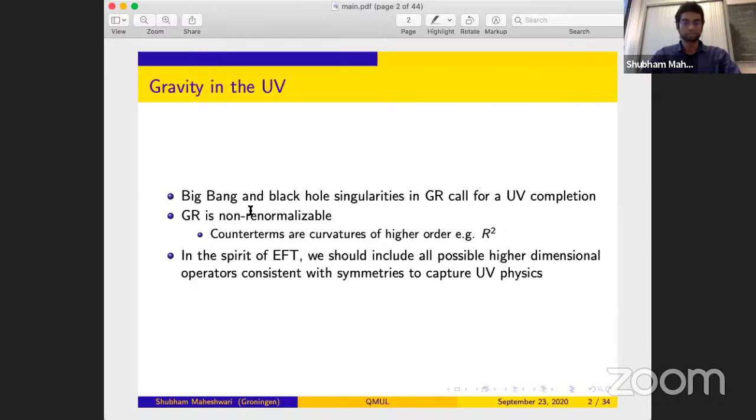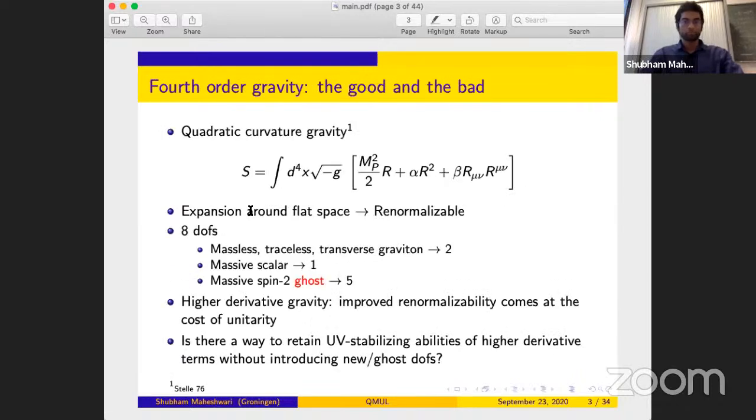distance and time scales. So this idea was taken seriously by Stelle in 1976, where he considered adding higher curvature terms to the Einstein-Hilbert action. If you take the Einstein-Hilbert action, which is the first term over here, and you add R squared and R mu nu squared terms, you get this quadratic curvature gravity action. You can also add a Weyl squared term or a Riemann tensor squared term, but in 4 dimensions, you can get rid of it using the Gauss-Bonnet identity, which is a total derivative in 4 dimensions.